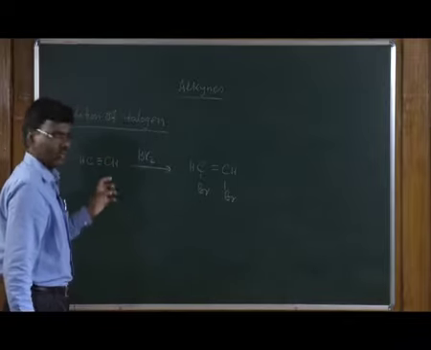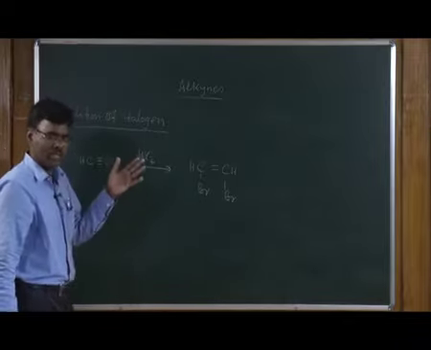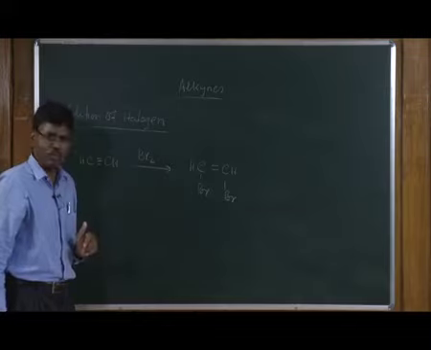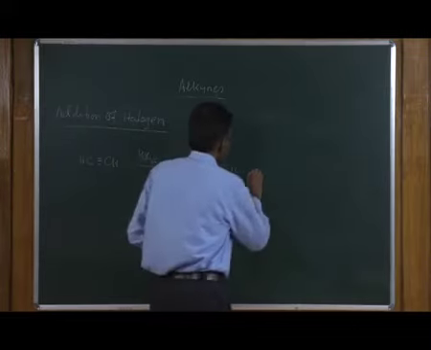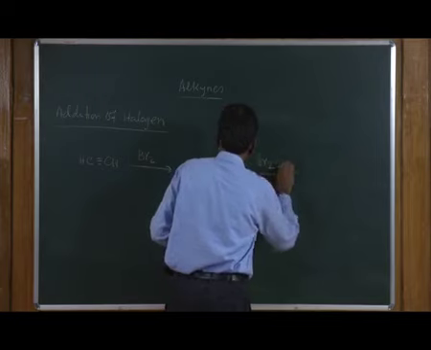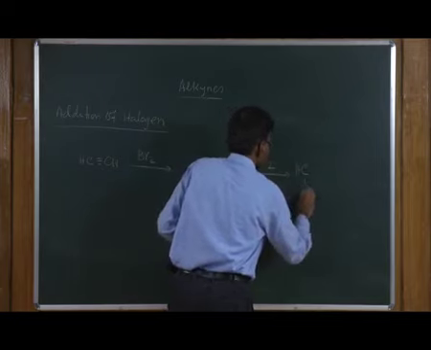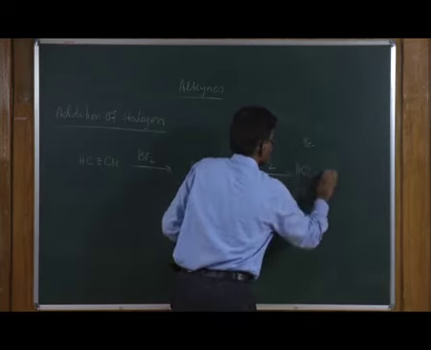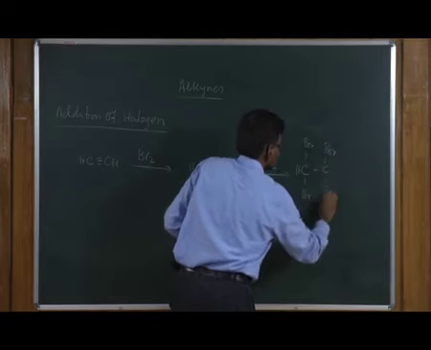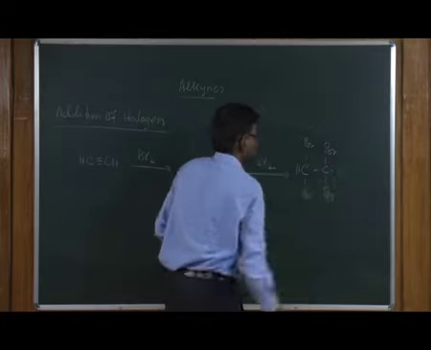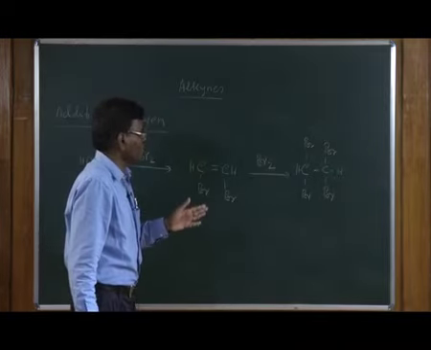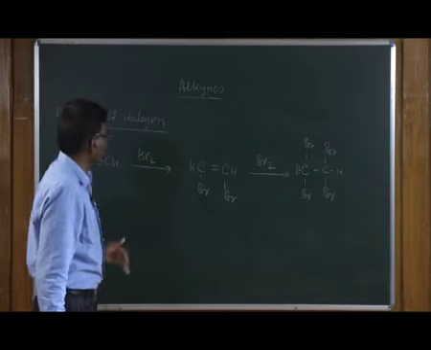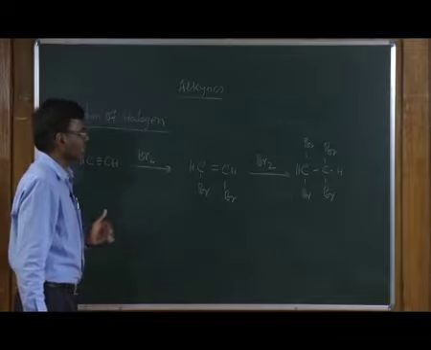This addition reaction is an electrophilic addition reaction, and just as we have seen in the last class, it undergoes addition, you make a bromonium intermediate, then it is attacked, and you get this 1,2-dibromo compound. This can also further undergo reaction with another bromine, and you can make tetrabromoethane, 1,1,2,2-tetrabromoethane, and this involves electrophilic addition reaction.